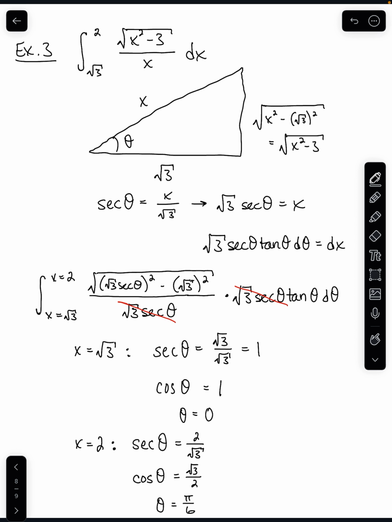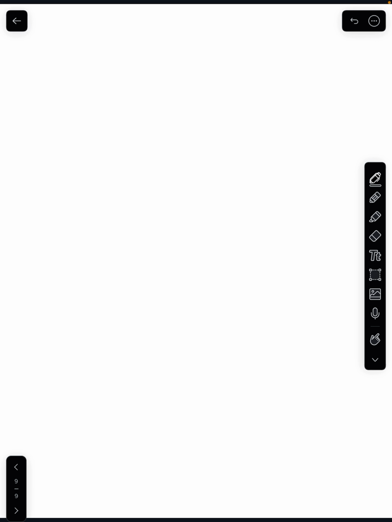So with our simplifications in the integrand and our conversion of the limits of integration to be in terms of the new variable theta, we now have the definite integral from theta equals 0 to theta equals pi over 6. I write the theta equals here to indicate the change in variable. After this, we can simply leave them as 0 and pi over 6.